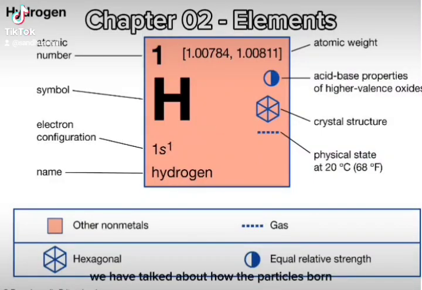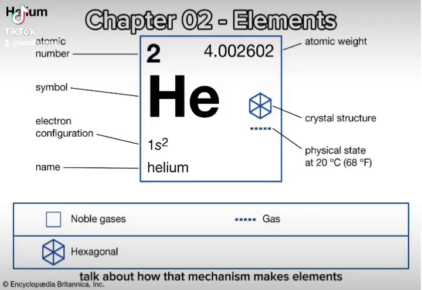Today we have talked about how the particles born and how they combine together and mechanism of that. Today we are going to talk about how that mechanism makes elements, and it's chapter 2.